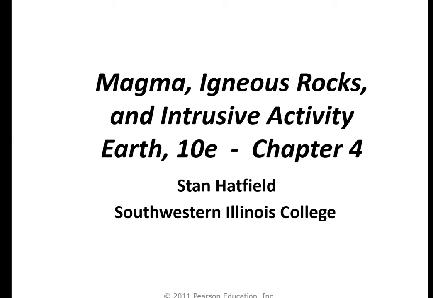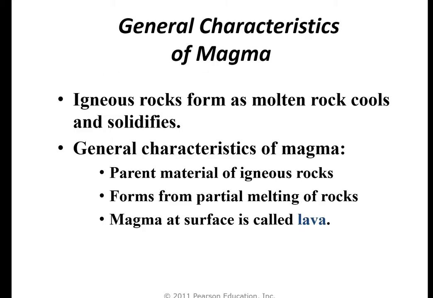Okay, and welcome back. This week we're going to do chapter 4 on magma, igneous rocks, and intrusive activity. Let's look at the general characteristics of magma. Igneous rocks form as molten rock cools and solidifies. Remember, igneous rocks come from magma and lava.